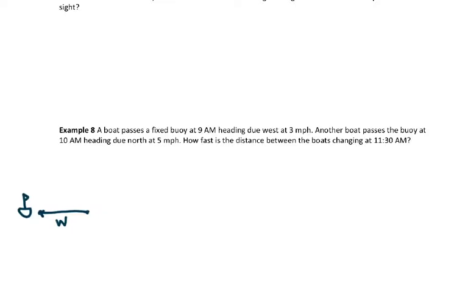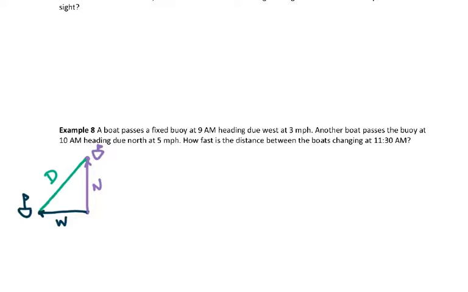And then another boat passes the buoy at 10 a.m. heading due north at 5 miles per hour. So then we have a boat going due north at 5 miles per hour. How fast is the distance between the boats changing? I'm going to use N for north and D for distance, but you could use ABC like Pythagorean theorem.